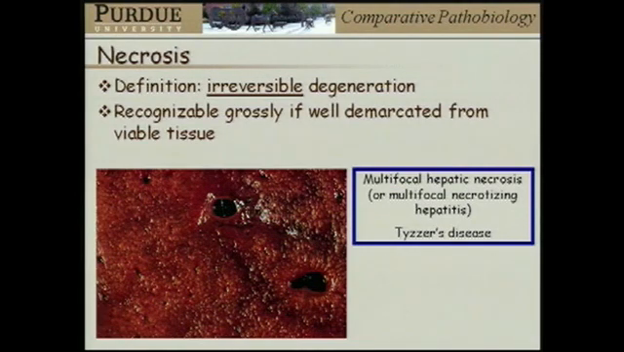Now, many of you will have recognized this as Tyzzer's disease in a foal, because I told you it was a foal. And a foal between 1 and 6 weeks of age would be even more helpful. And if you recognized it as Tyzzer's disease, you will know that in addition to necrosis, there is also inflammation happening in this liver. And an even better, more precise diagnosis would be multifocal necrotizing hepatitis, to reflect the fact that you recognize that there is both inflammation and necrosis going on in the liver of this foal with Tyzzer's disease.